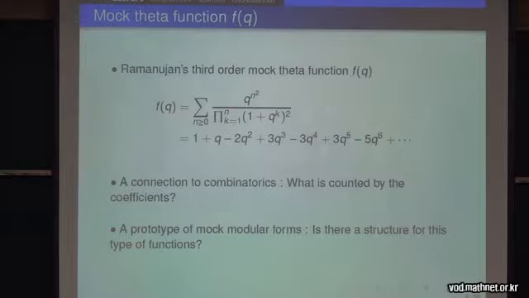Among the 17 mock theta functions Ramanujan listed, f(q) has received more attention because the coefficients of f(q) have a combinatorial meaning. That serves as a prototype of how the modularity of the other mock theta functions works. So in the literature, the first connection to combinatorics is what is counted by the coefficients. When we expand the function f(q), we notice that every coefficient is an integer. So when we look at the integer coefficients, one of the natural questions is what is counted by these coefficients. That leads to a question in combinatorics.